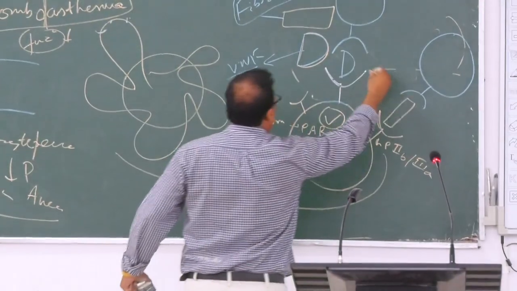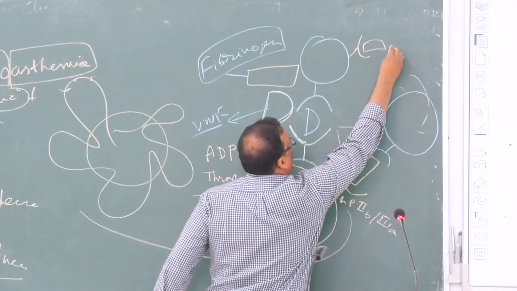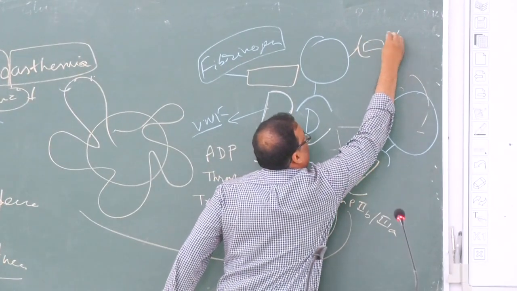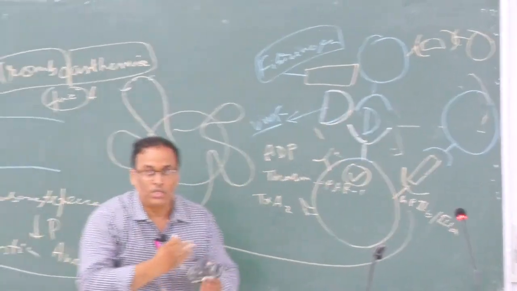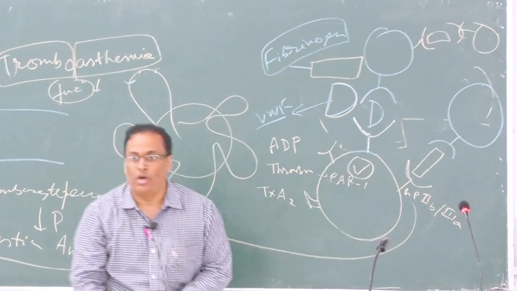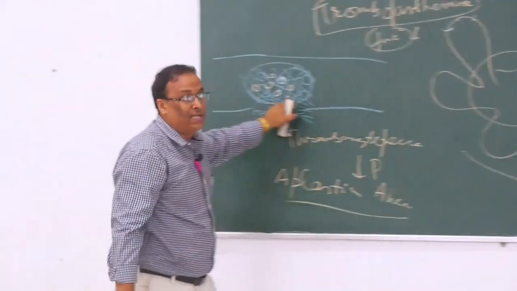It does not stop here. From here again a receptor, again a von Willebrand factor, then again a receptor, again a platelet. In this way, this is going on. Aggregation is going on. Platelet to platelet connections are going on. So the size is increasing.